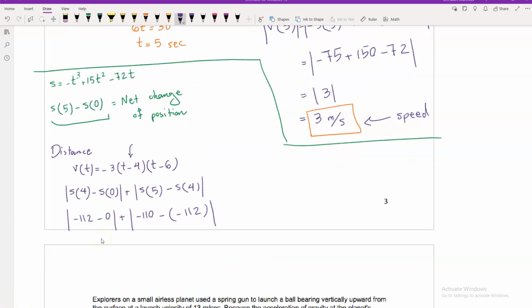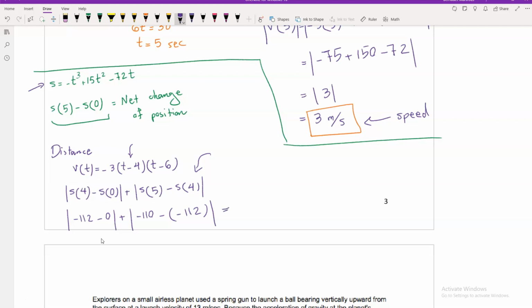So here what we have for s of 4 is negative 112. Instead of t, I used 4, and the answer was negative 112. For s of 0, t is 0, and the answer for s of 0 is 0. And now on this part, s of 5 is negative 110, and s of 4 is negative 112.